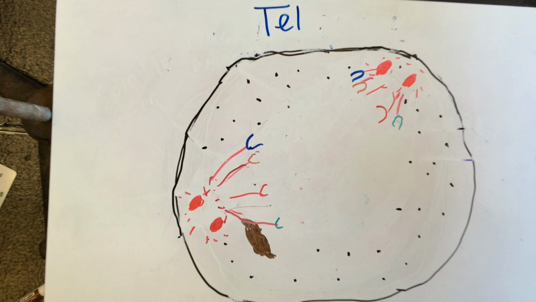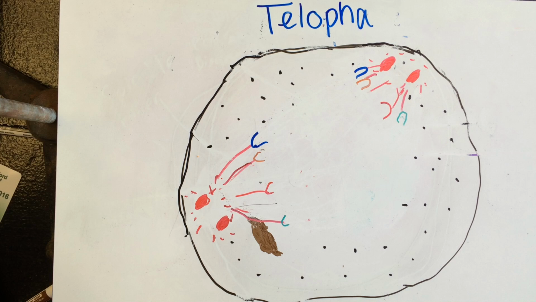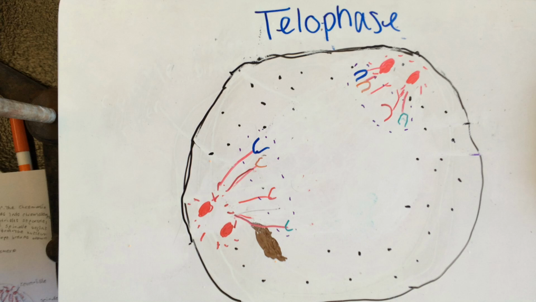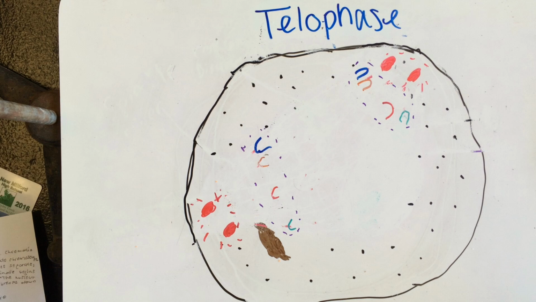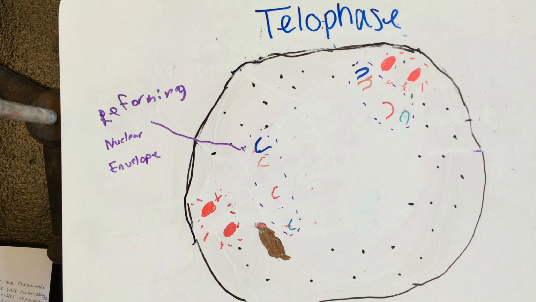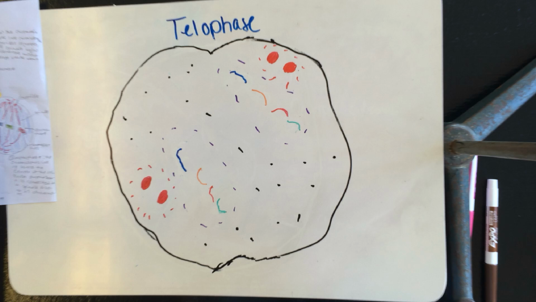Lastly, in telophase, the DNA uncoils, spindle fibers break down, two nuclear envelopes form around the DNA, and two nucleoluses form in the nuclei. Then the cell membrane pinches in, getting ready for cytokinesis.